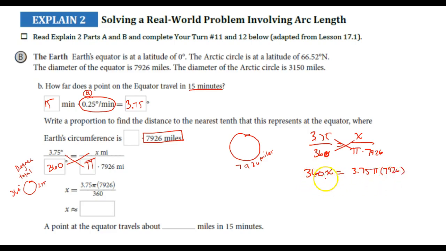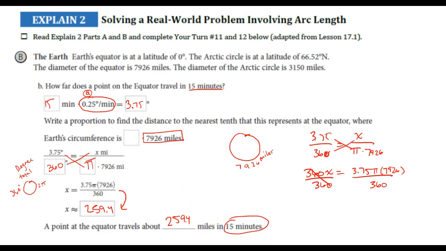I want to get x by itself. What's the opposite of multiplying? Dividing. Now I know I haven't computed any numbers yet, but we're going to get there. Notice how those cancel out, and I'm left with x equals 3.75 pi times 7,926 divided by 360. Now is the time, you guys. Go ahead and calculate that out. 259.4. Alright, that means a point on the equator travels about 259.4 miles in 15 minutes.